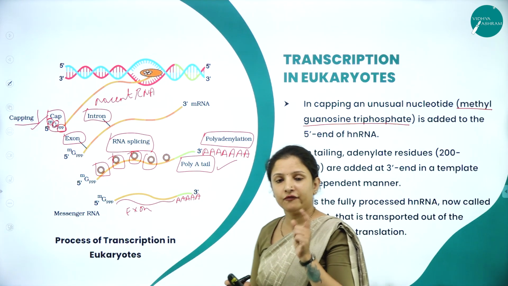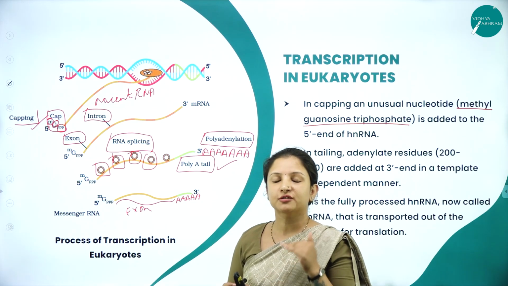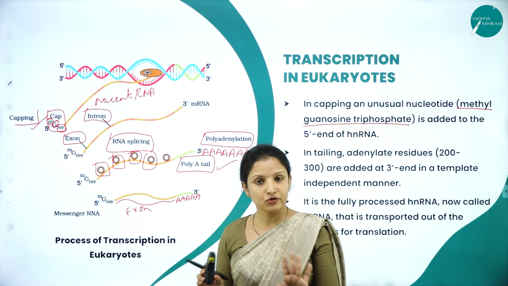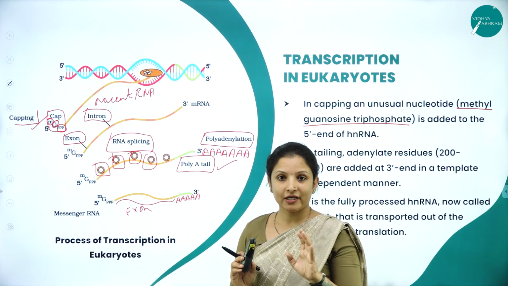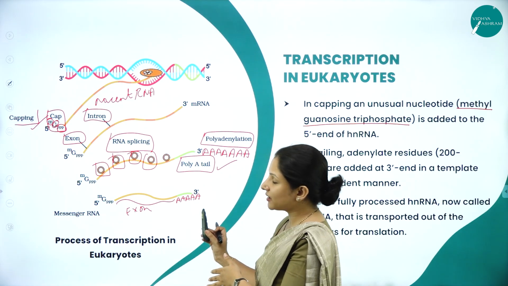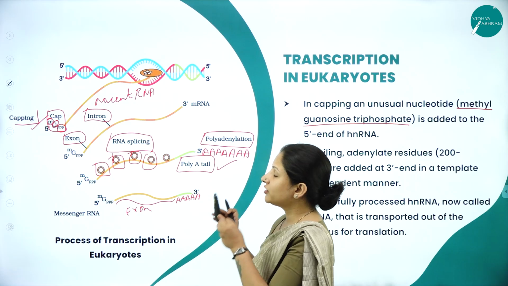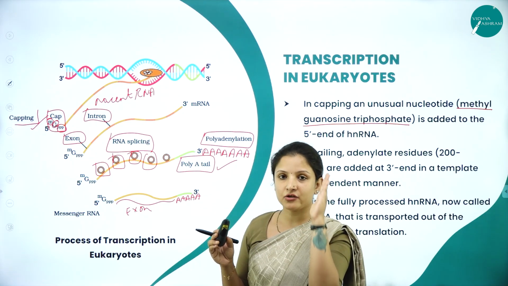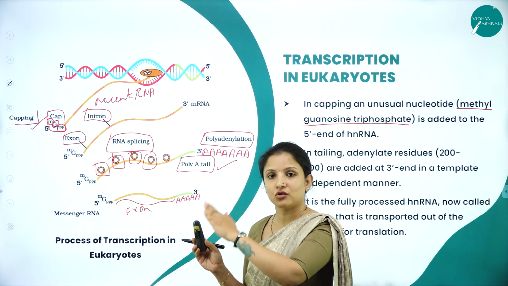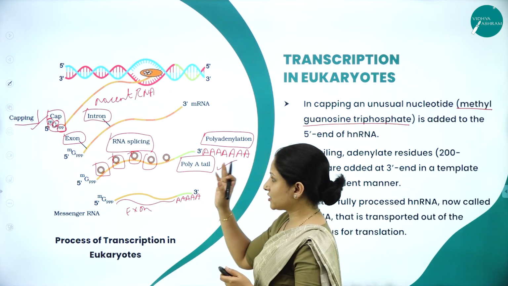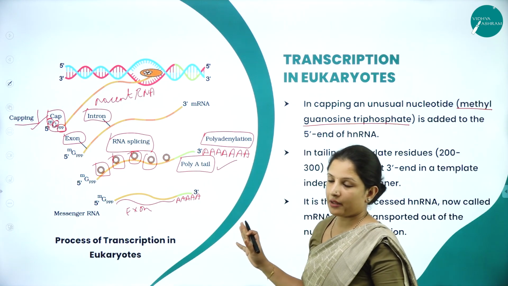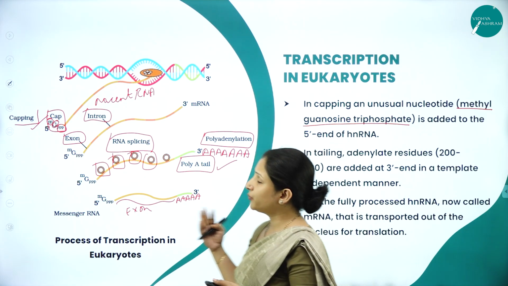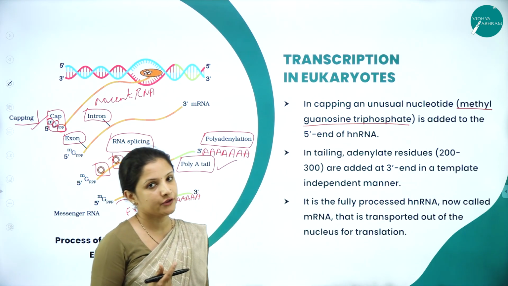This is the only difference between prokaryotes and eukaryotes. Prokaryotes don't have introns; they have only exons. That is why transcription is quite easy. But in the case of eukaryotes, because the mRNA strand has introns and exons, extra steps called capping, tailing and polyadenylation should happen. So this is the process of transcription in the case of eukaryotes.